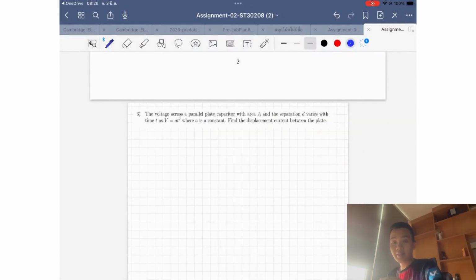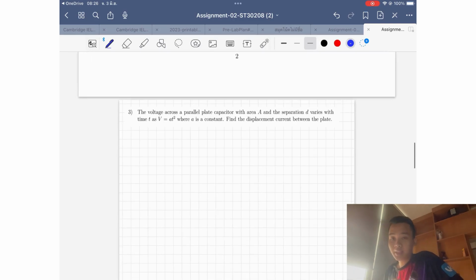Alright, so let's start. Let's solve problem 3 in this assignment, which is to find the displacement current between the plates of a capacitor with area A and separation D, whose voltage varies with time as V equals A times T squared. So I have to first explain what the displacement current is.